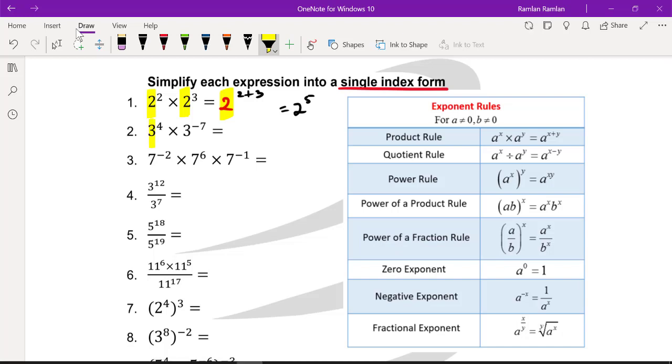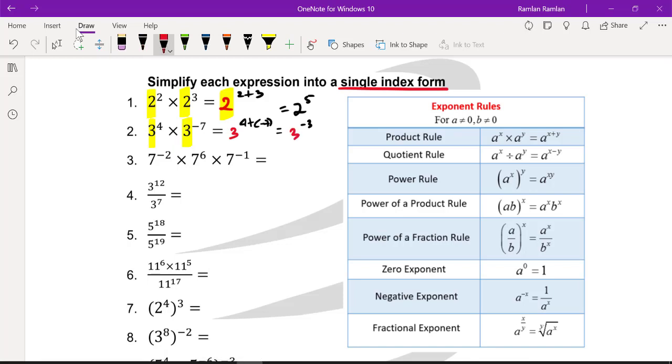The same thing for question number 2. We have 3 to the power of 4 and 3 to the power of negative 7. As you can see, the bases are the same, the 3. Which means the power will be just 4 plus negative 7, and that equals 4 to the power of negative 3. Oh, sorry, not 4. It should be 3.